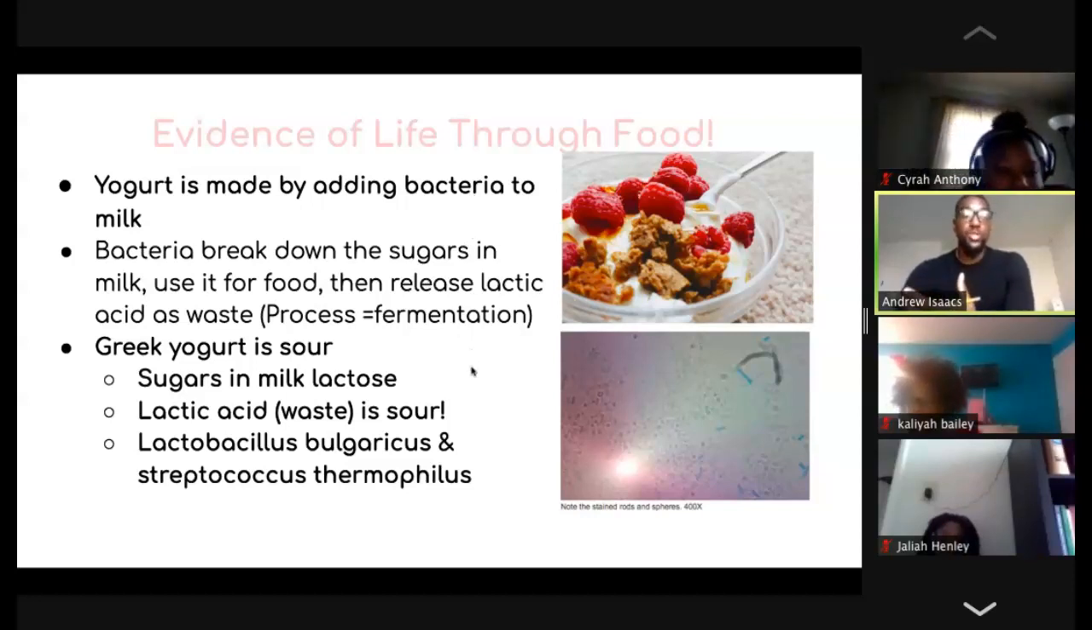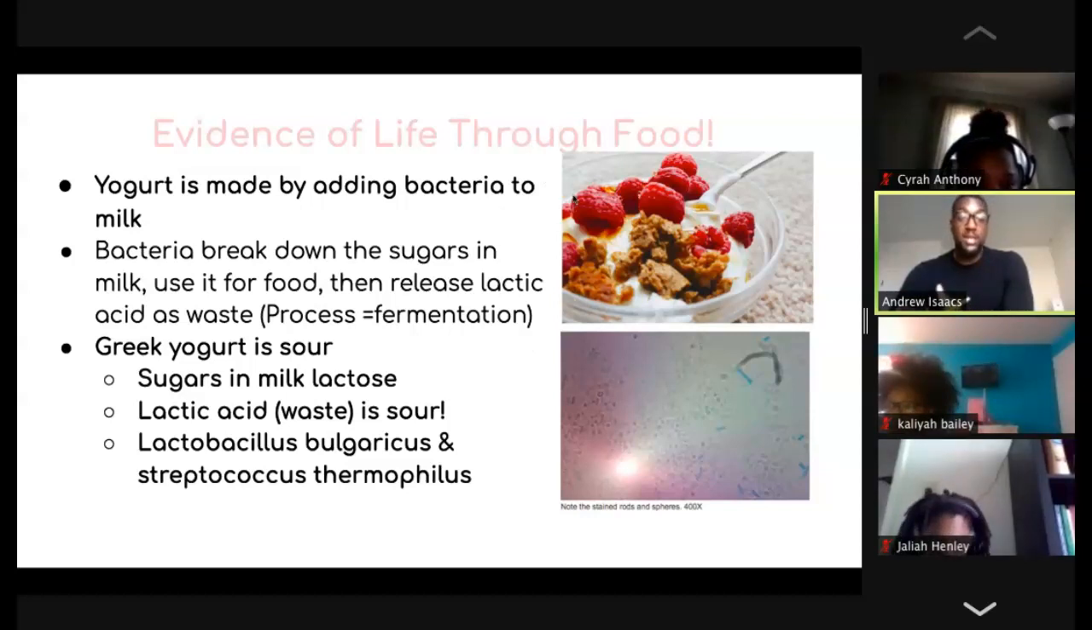They break down the sugars in the milk, use it for food, and they release lactic acid as a waste, a process of fermentation, okay? So Greek yogurt is sour: sugars in milk, lactose, and lactic acid, which is the waste, is sour, and this makes yogurt, okay?